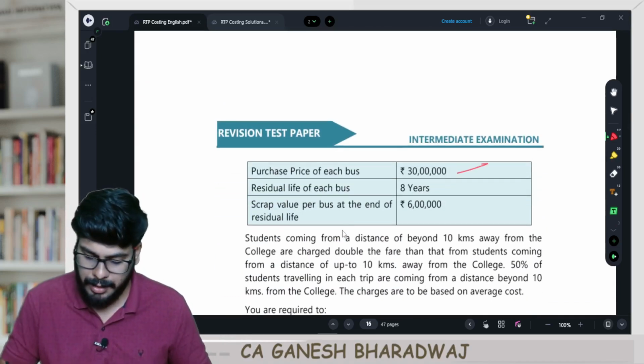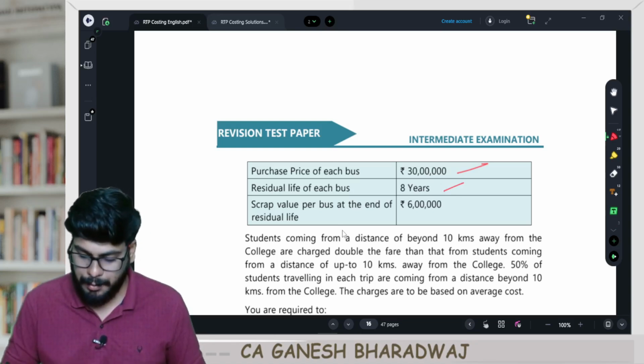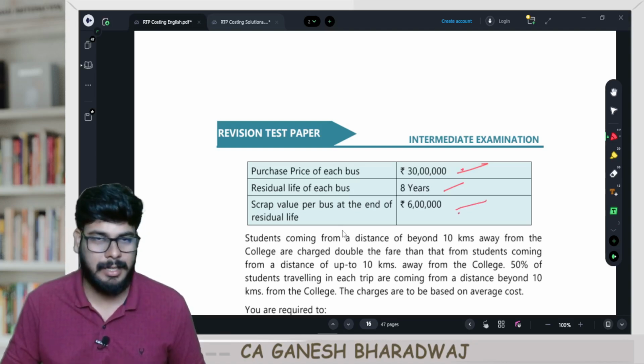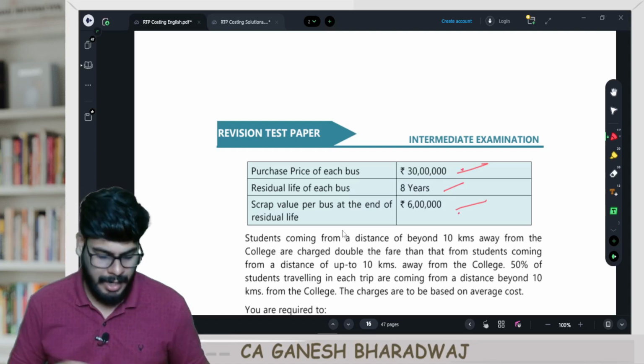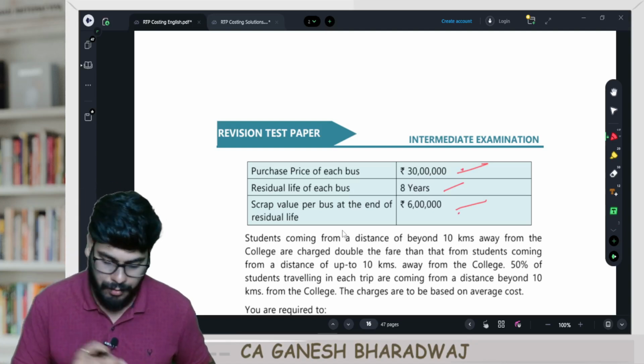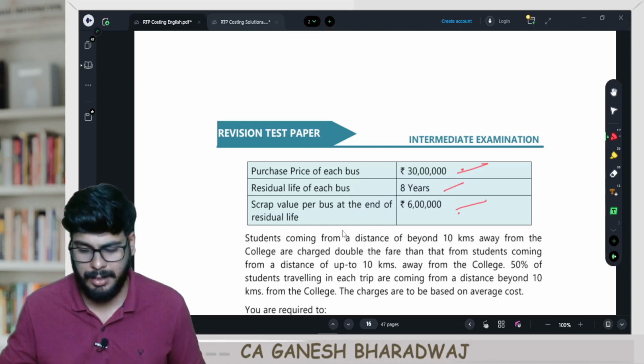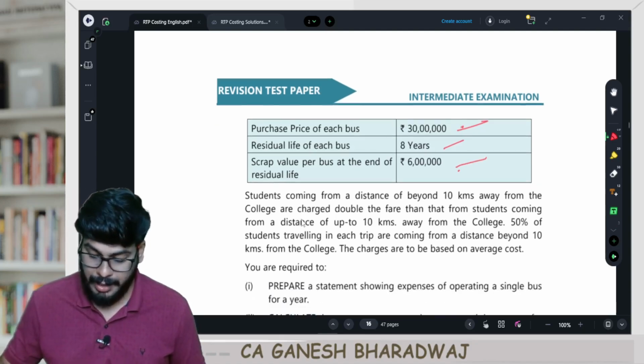Purchase price of each bus is 30 lakhs. Residual life of each bus is 8 years. Scrap value per bus at the end of the residual life is going to be 6 lakh rupees. So how do you calculate the depreciation? 30 lakhs minus 6 lakhs is going to be 24 lakhs, right? And 24 upon 8, that's going to give you 3 lakh rupees. So 3 lakh rupees is going to be the annual depreciation per bus, per annum. Now, the next one.